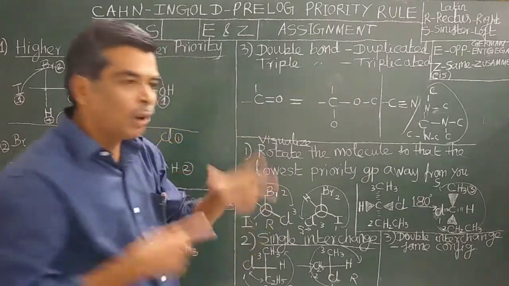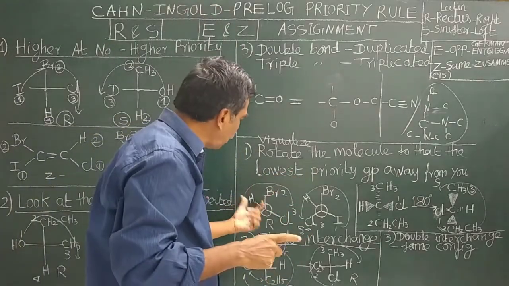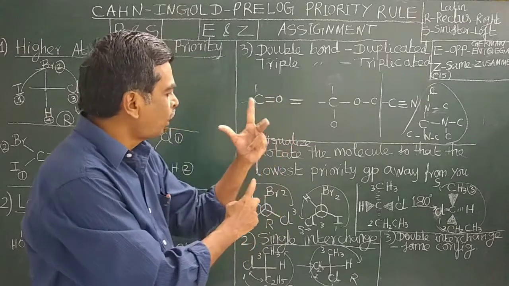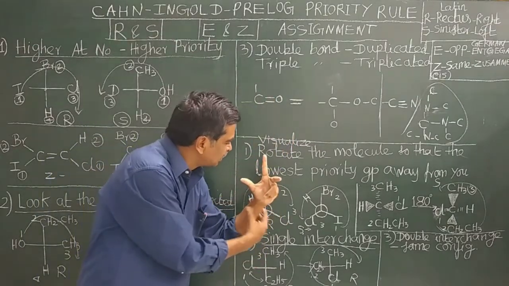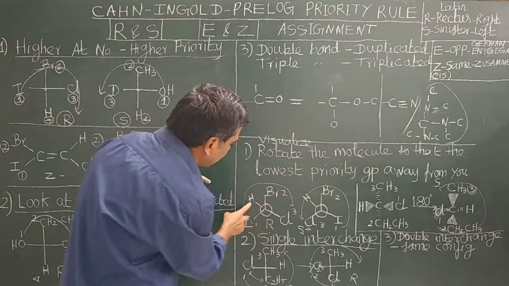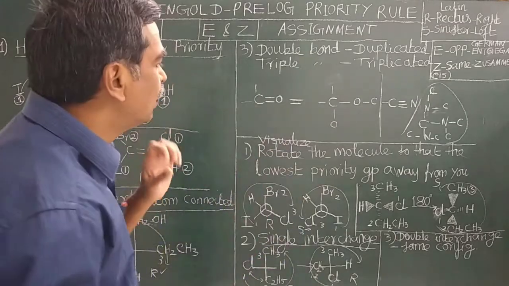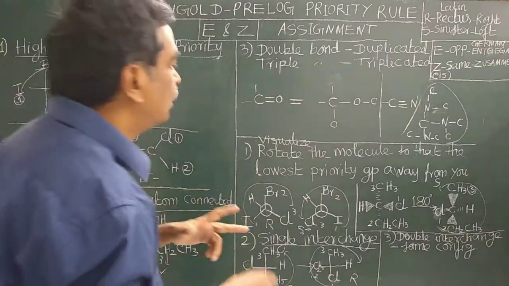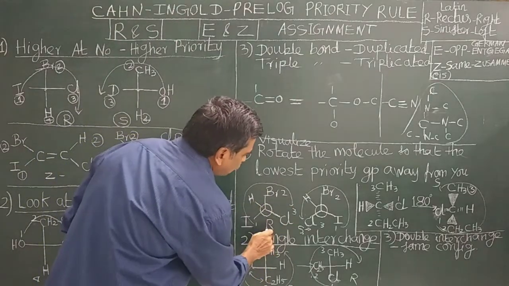So you visualize the molecule. Please visualize or rotate the molecule so that the lowest priority group is away from you. The lowest priority group is hydrogen. This is 1, 2, 3. Hydrogen, the lowest priority group, is away from you. Then you rotate, otherwise you will commit a mistake. So 1, 2, 3, R configuration.